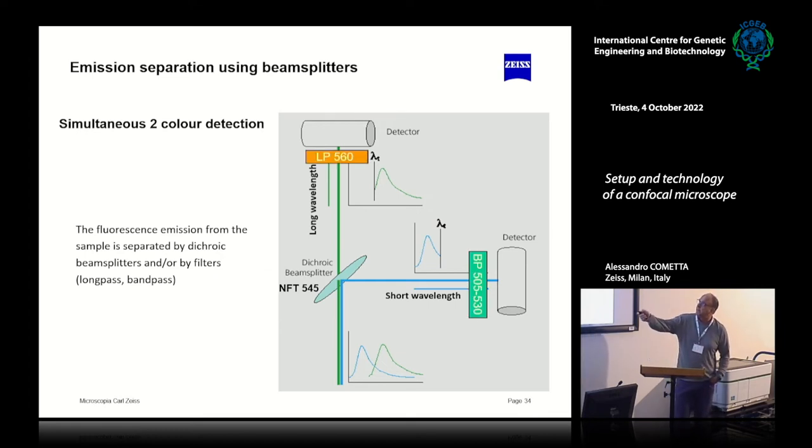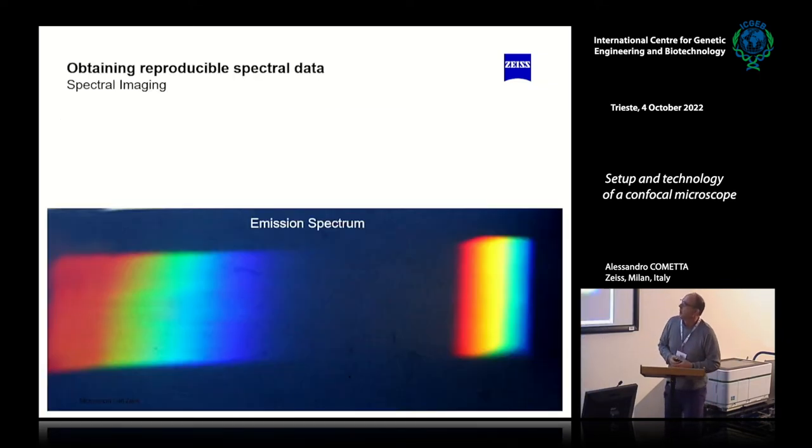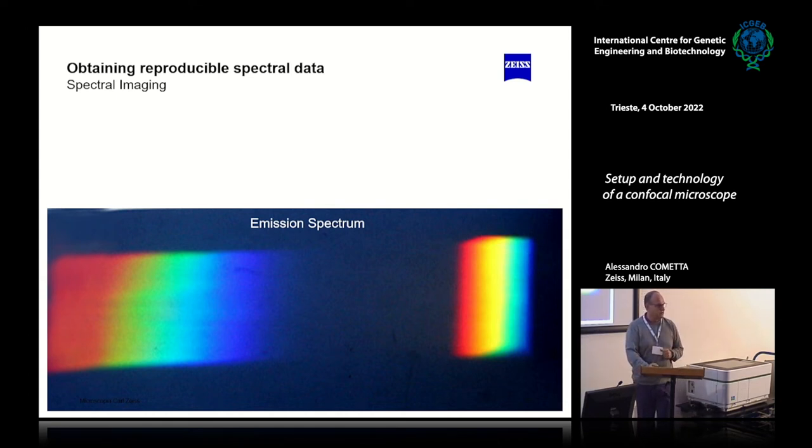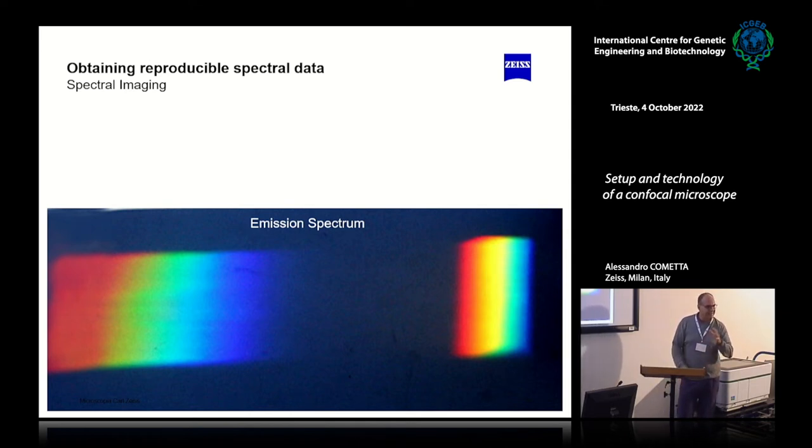I can do it by filter, with a long pass or a bandpass filter, or I can do it in a different way. We are working with a very broad emission spectrum, starting from UV through blue, green, red, and even far red. Now the detection on the confocal can reach even 900 nanometers, and we usually stop at 700. Most of us, 90%, stop at 700. 5% can see 740 or something like that, but going deeper we need a caveat.